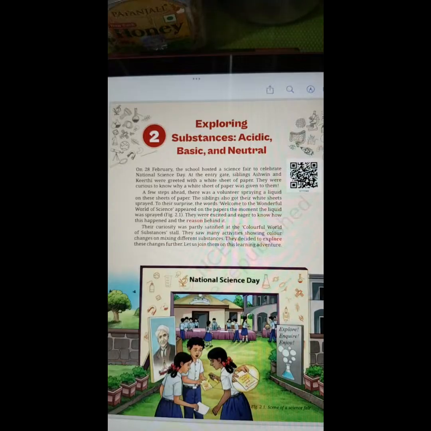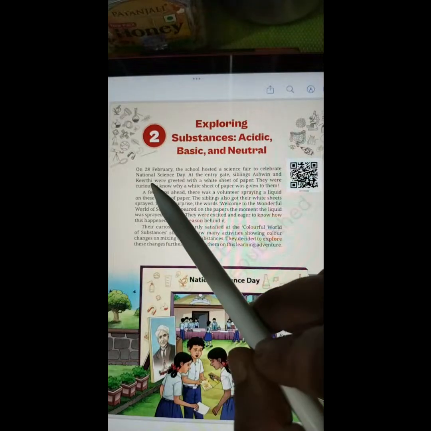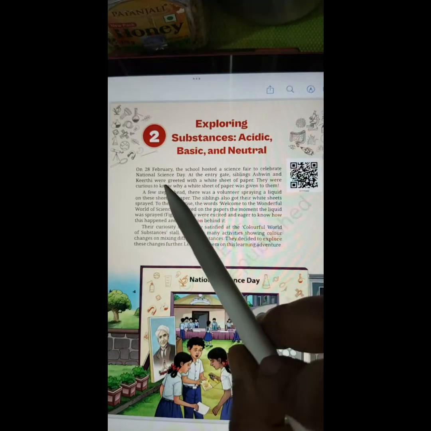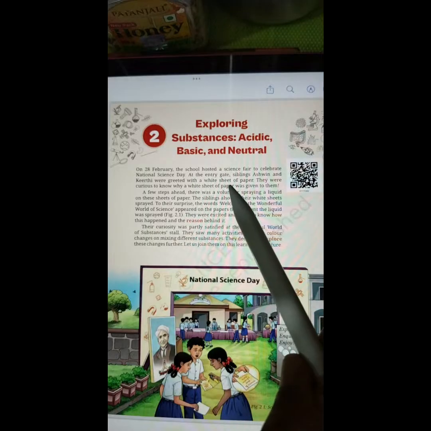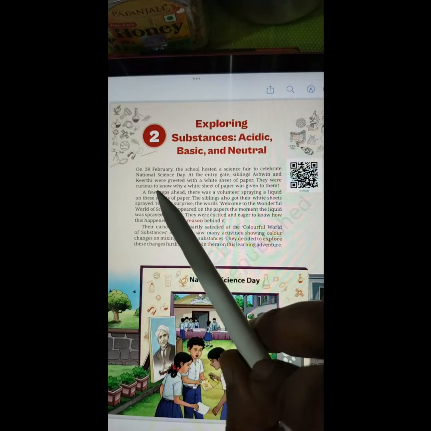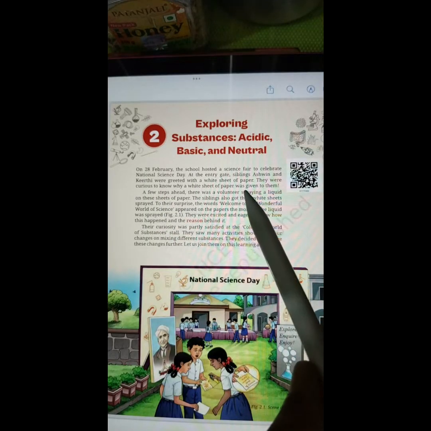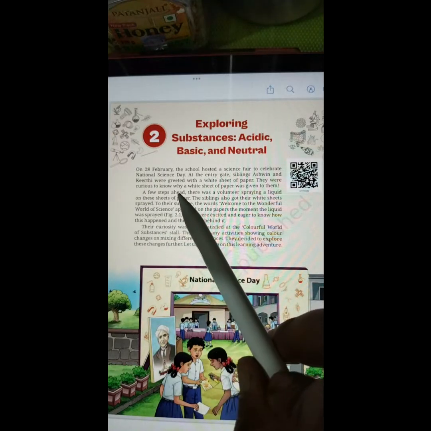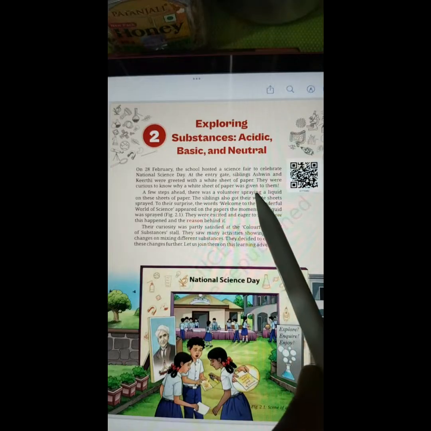As the screen is clear to you, let's move ahead with the reading of Chapter 2, Exploring Substances: Acidic, Basic, and Neutral. On 28th February, the school hosted a science fair to celebrate National Science Day. At the entry gate, siblings Ashwin and Kirti were greeted with a white sheet of paper. They were curious to know why a white sheet of paper was given to them.